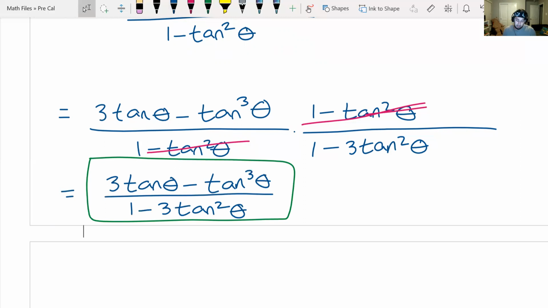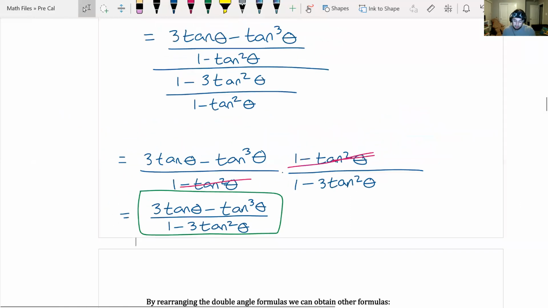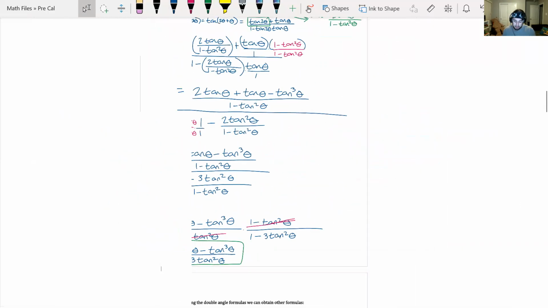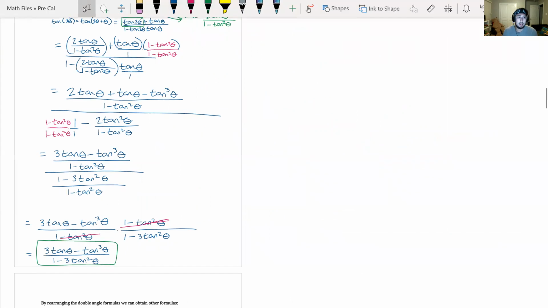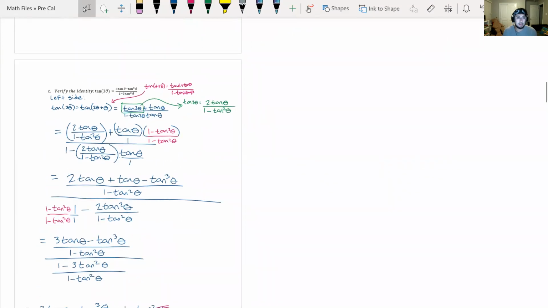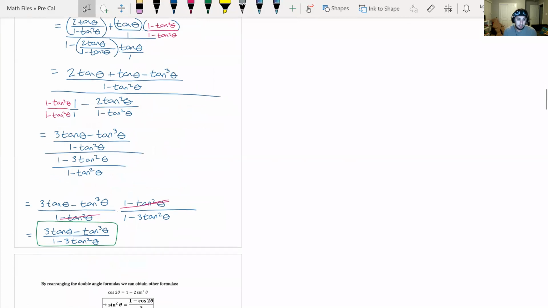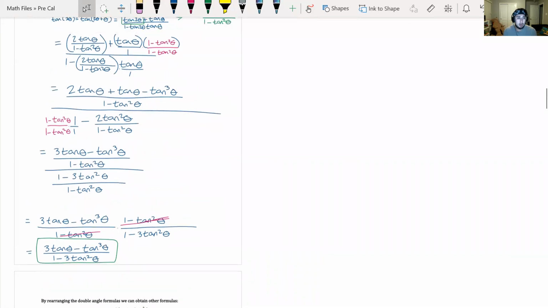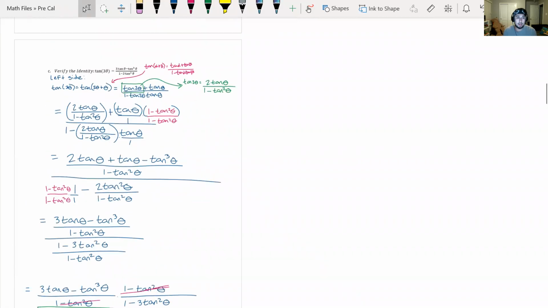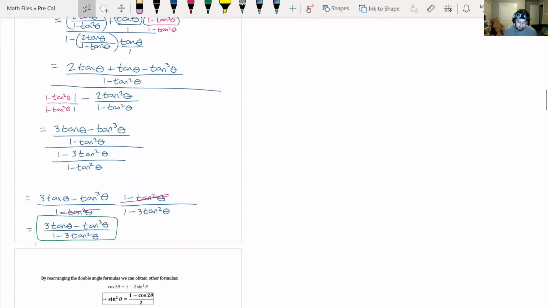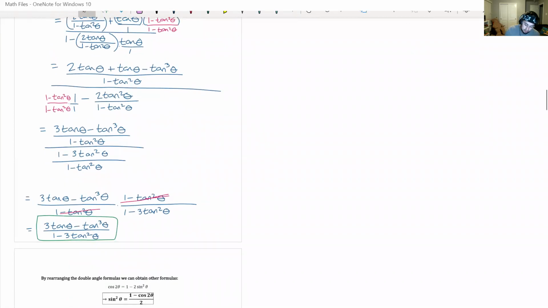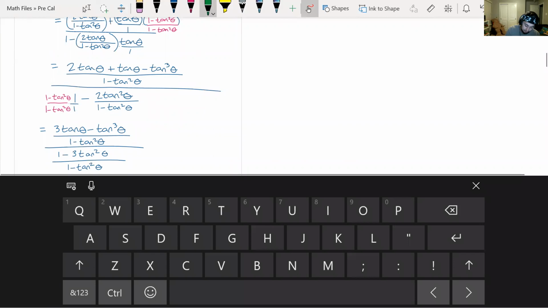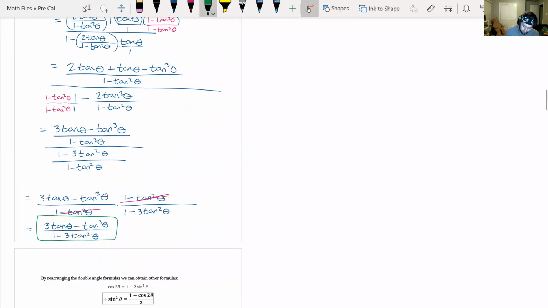Now, did we make the left side look like the right side? I got 3 tangent theta minus tangent cubed theta over 1 minus 3 tangent squared theta. That is good. Boom.